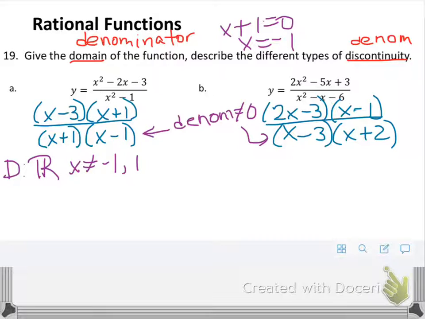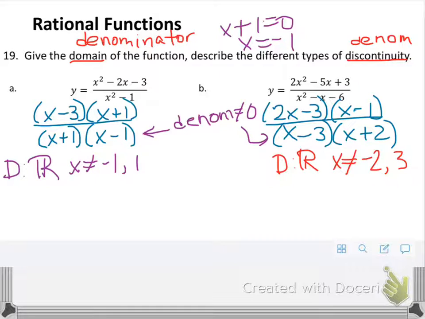Okay, so for the second problem, our domain, again, is going to be all real numbers, but our two excluded values, this time x cannot be -2, and x cannot be +3. So that's first, the domain. You take what would turn the denominator into 0 from your factored form, and that's what you exclude.